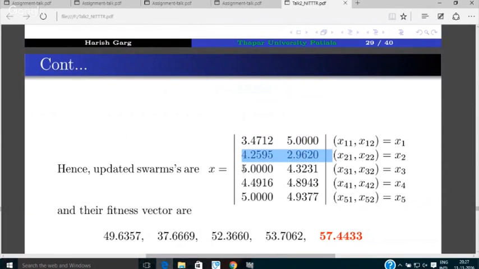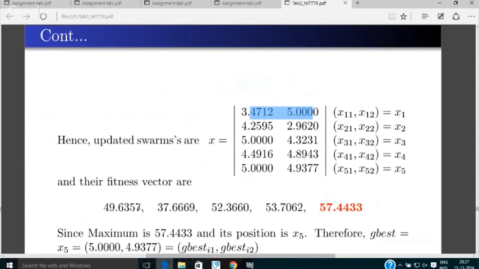The first iteration is complete. After the completion, you will get this new position. Now again, apply the algorithm. The new chromosomes, new individuals, are there. Based on 3.4712 and 5, calculate the fitness value, the objective function. You will get 49.6357 for the first particle. Similarly, whenever your x1 is this one and x2 is this one, corresponding to this line, you will get 37.669. Similarly for the third, and similarly for the others.